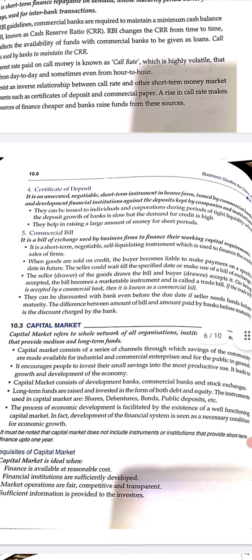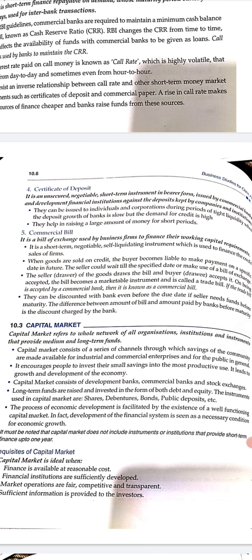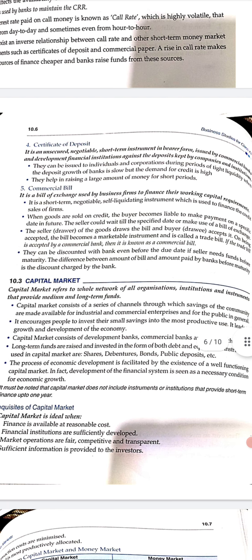Now, next one is capital market. It refers to the whole network of all organizations, institutions, and instruments that provide medium and long-term funds. It consists of series of channels through which savings of the community are made available for industrial and commercial enterprises. It encourages people to invest their small savings. Capital market consists of developmental banks, commercial banks, stock exchanges. The process of economic development is facilitated by existence of a well-functioning capital market.